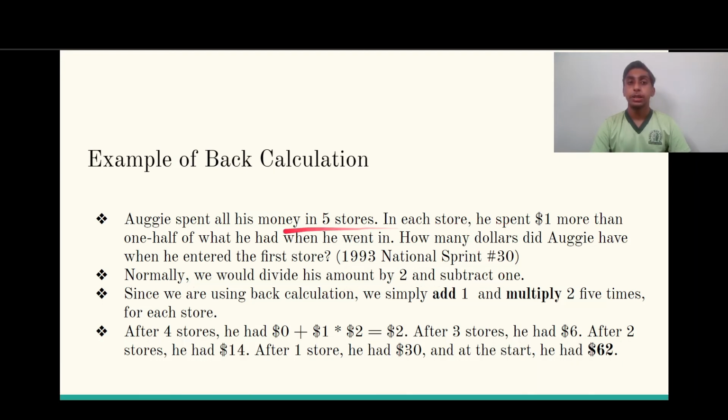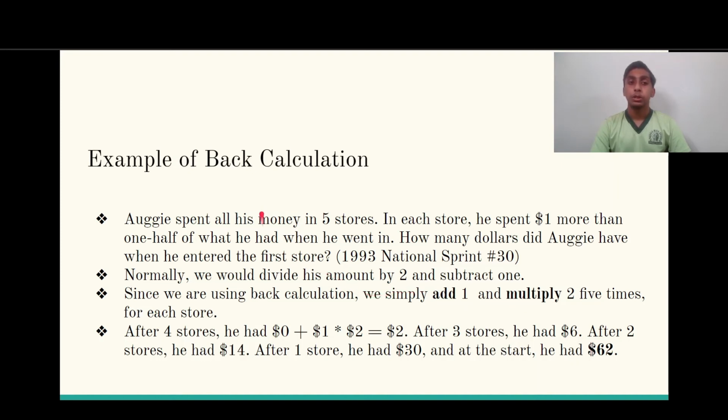At each store, he's going to divide his money by 2 because he's using 1/2, and then he's also going to subtract 1 because he's using $1 more than that. Since we're using back calculation, we're going to add 1 and multiply by 2, right? Here we're dividing and subtracting, so we're going to add and multiply. We're just using the inverse operation.